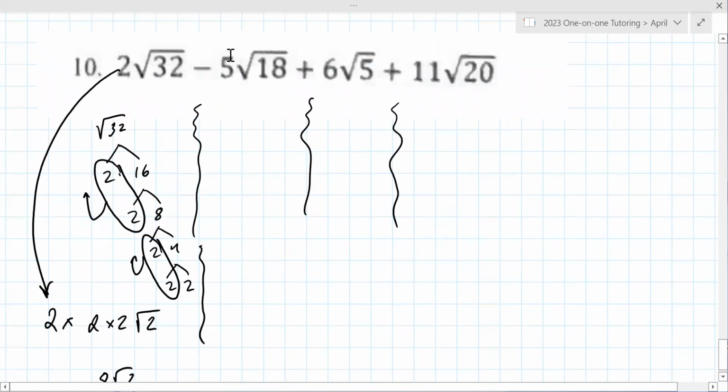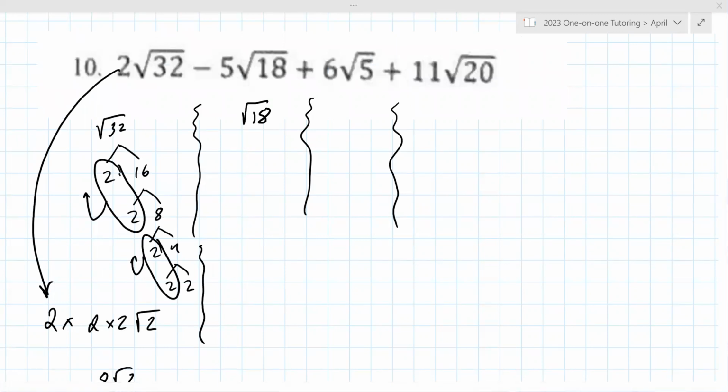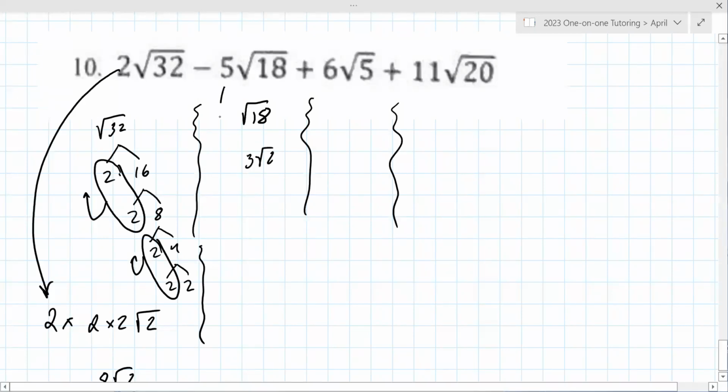Okay. Let's do the same thing for this middle one here. I want you to try reducing the square root of 18 for us, please. It'll be 3 square root of 2. It is 3 square root of 2. And then you bring this minus 5 down. So it becomes minus 15 square root of 2.